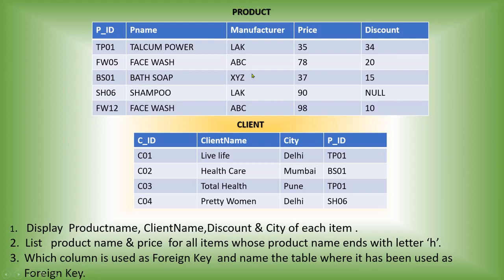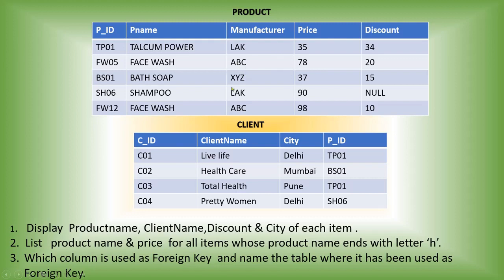Now, the first step is to identify the parent table. Which is the parent table out of these two? Here PID is the foreign key in client, so client is the child table. PID is the primary key in the product table, so the product table will be the parent table. Before creating the tables, first you have to identify which is the parent table and which is the child table. Here product is the parent table and client is the child table.